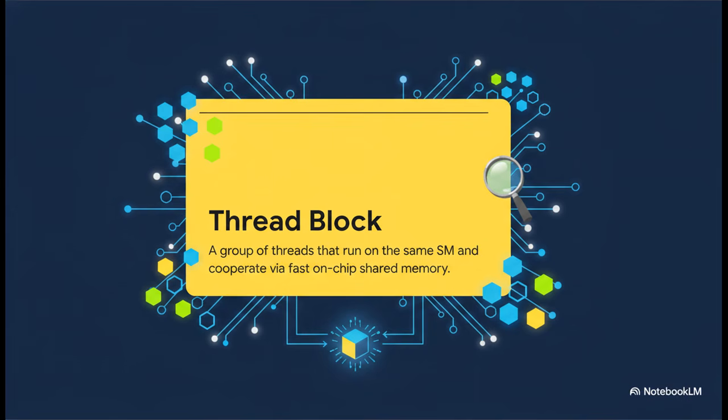Now, inside that master grid, we've got blocks. A block is essentially a team of cooperating threads. And the really cool thing about a block is that all the threads inside it are guaranteed to run on the exact same piece of hardware. Because they're physically close together, they can easily synchronize their work and share incredibly fast on-chip memory with each other.